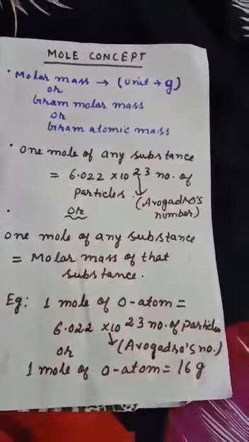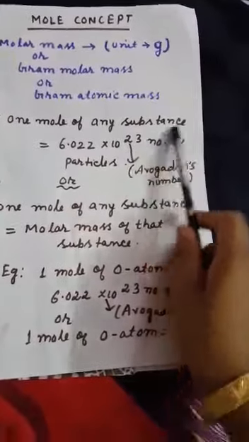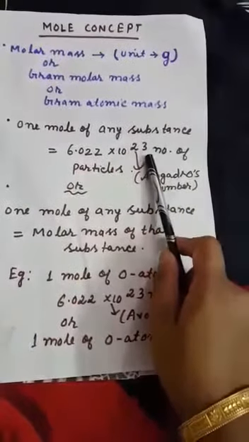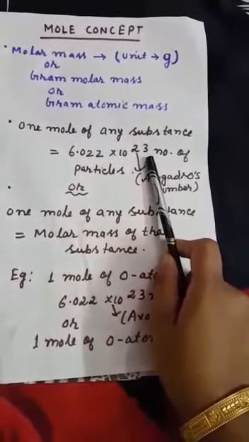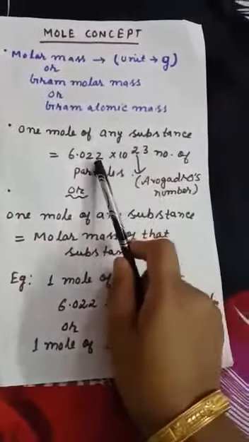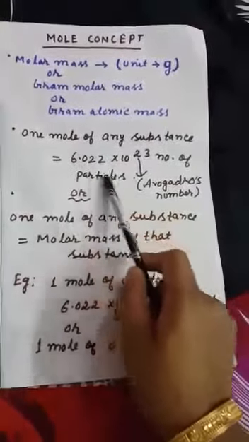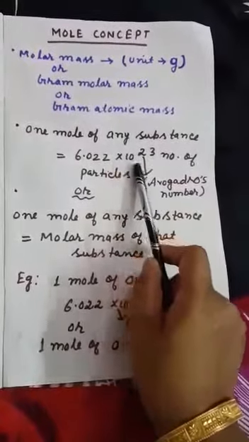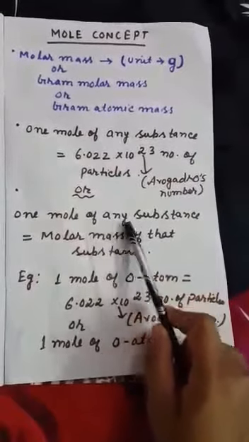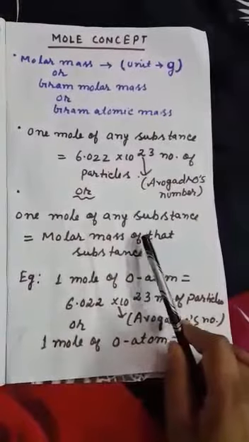Now, what do you mean by 1 mole of any substance? Very important. You can define 1 mole of any substance in two ways. That substance may be an atom, molecule, ion, or a compound also. So, how do we define 1 mole of any substance? 1 mole of any substance is equal to 6.022 into 10 to the power 23 number of particles. This number is fixed, this is constant, and it is called Avogadro's number. Or you can define 1 mole of any substance as the molar mass of that substance, that means mass of that substance in gram.